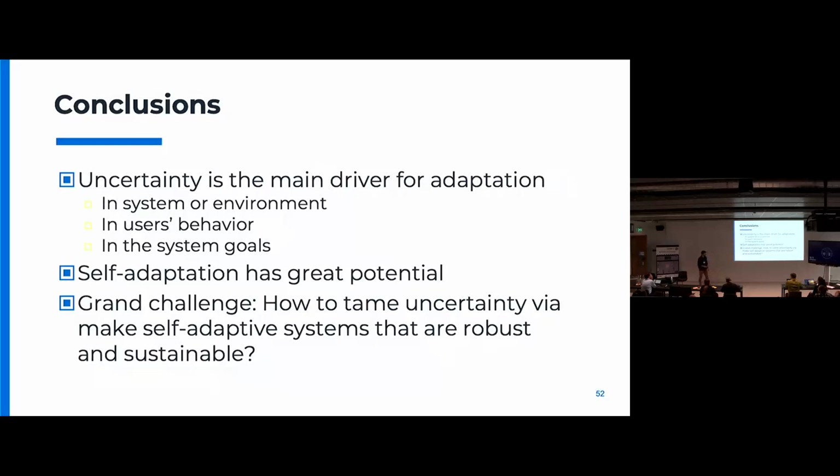Yeah, so I hoped I was convincing you that uncertainty is the main driver behind these systems that we call self-adaptive. They have great potential, and basically the grand challenge is still there. I mean, we have done a lot, but there is a lot more to be done in how to tame uncertainty at runtime. That's it.